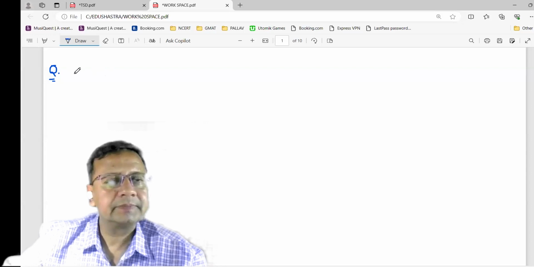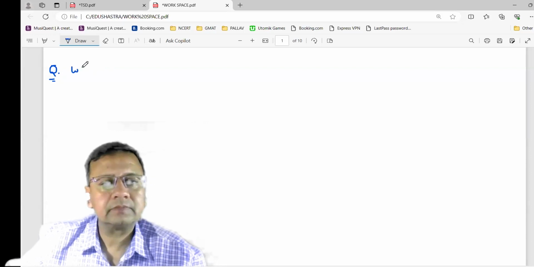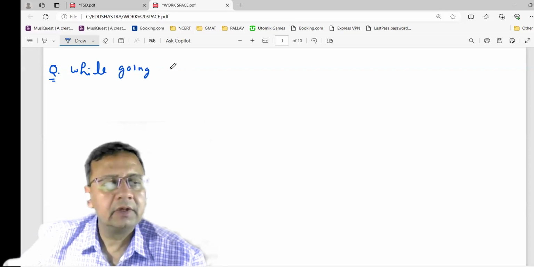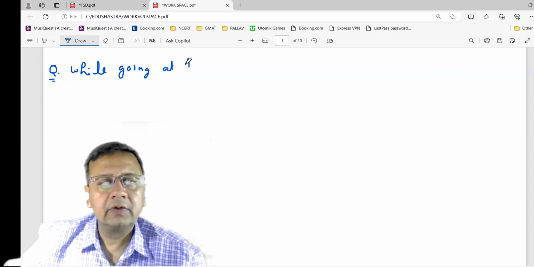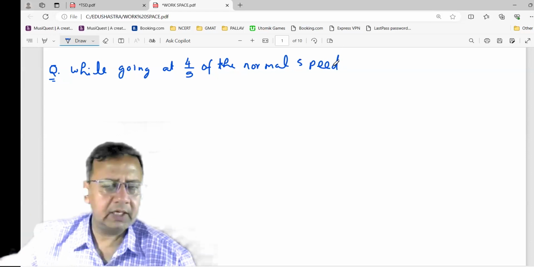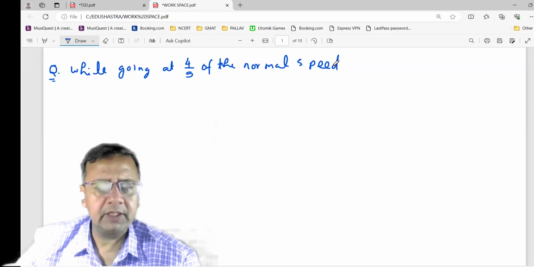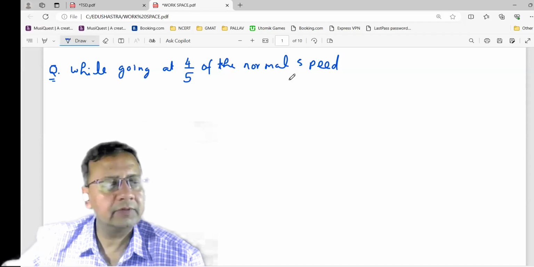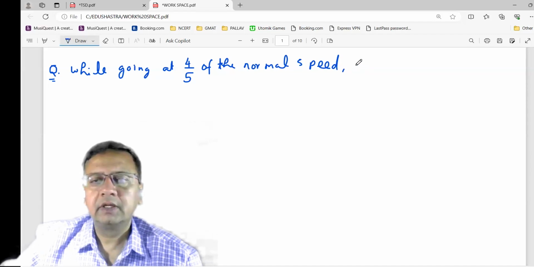Give me the answer for this. While going at 4 by 5 of the normal speed, right? Suppose you're moving and some speed is your normal speed and now you're moving with the speed of 4 by 5 of the normal speed.